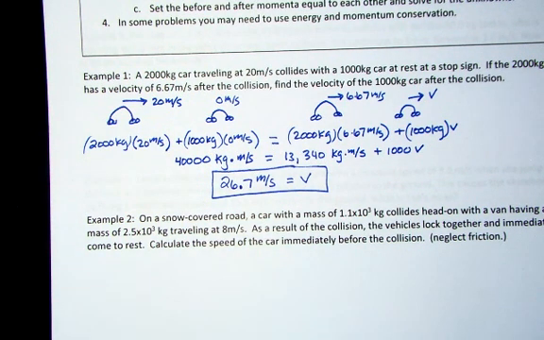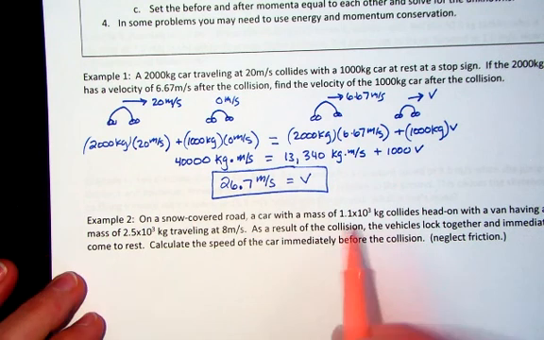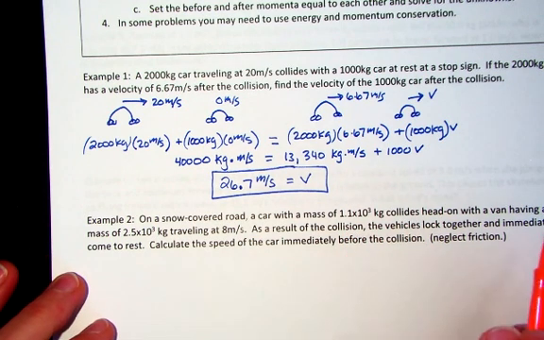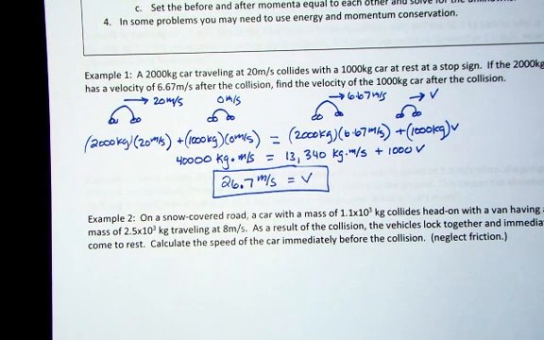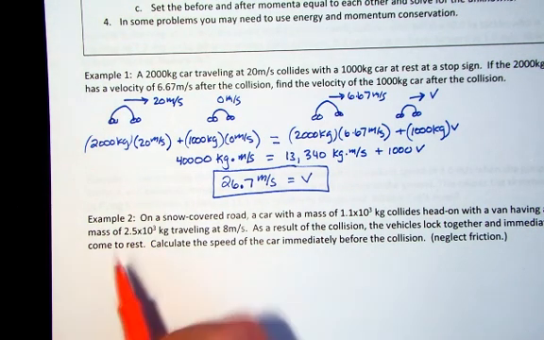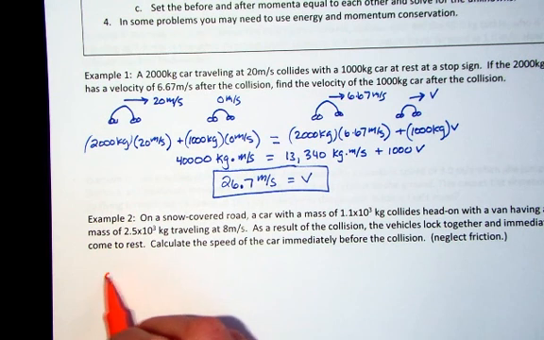We have a snow-covered road. The car has a mass, and it collides head-on with a van. Do you guys know what head-on means? Head-on collision? Right? They're facing each other, and they collide. That's a head-on collision. So what we have here is a car.